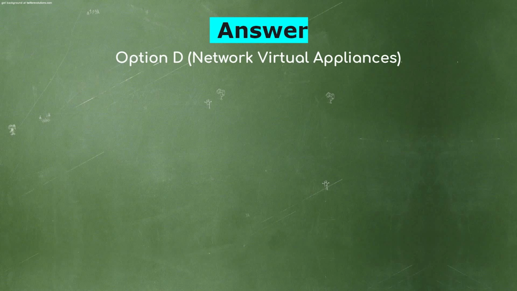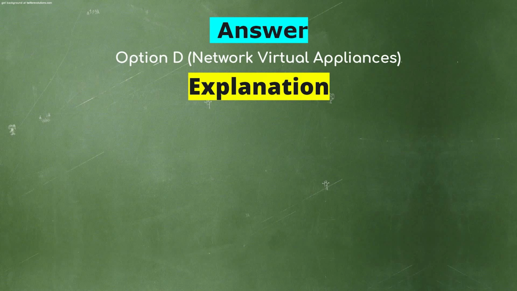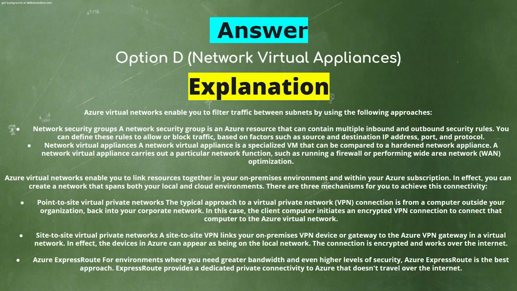Network virtual appliances. Explanation. Azure Virtual Networks enable you to filter traffic between subnets by using the following approaches. Number 1. Network security groups. A network security group is an Azure resource that can contain multiple inbound and outbound security rules. You can define these rules to allow or block traffic based on factors such as source and destination IP address, port, and protocol.